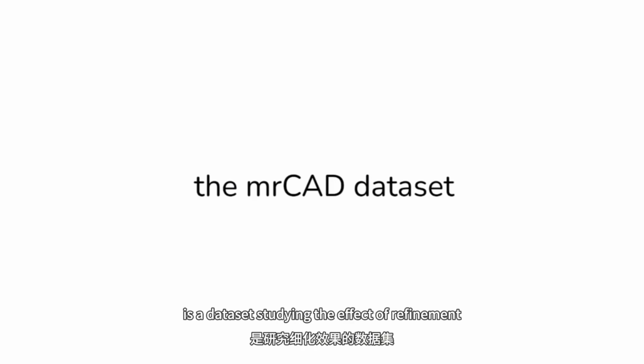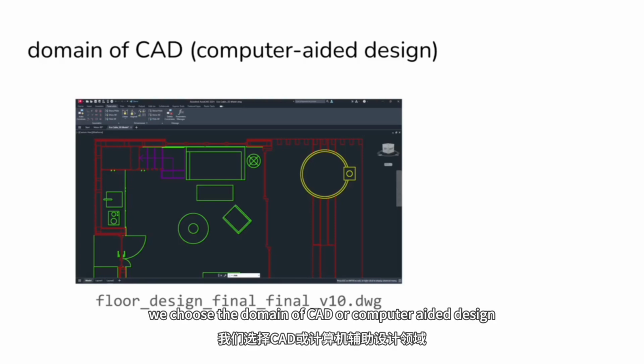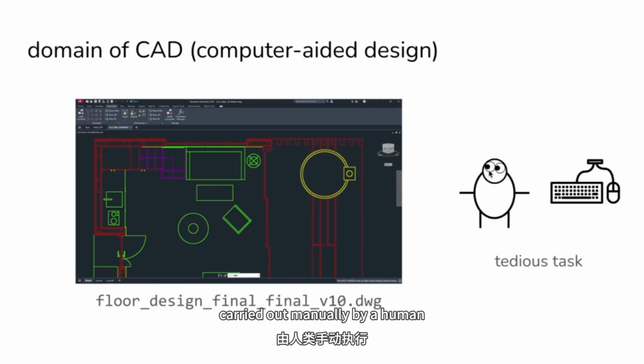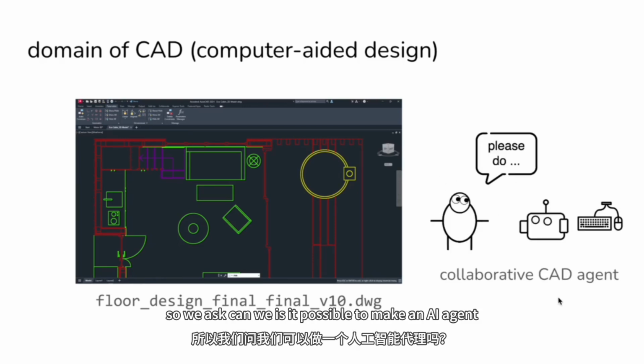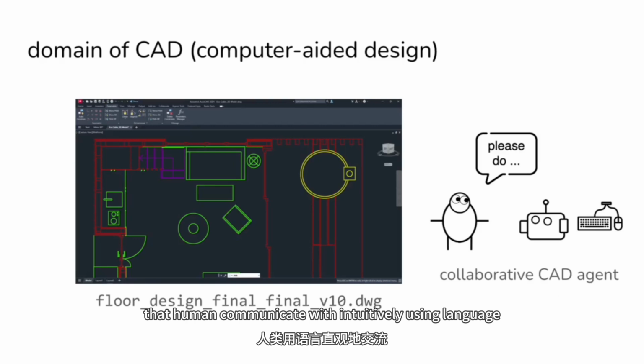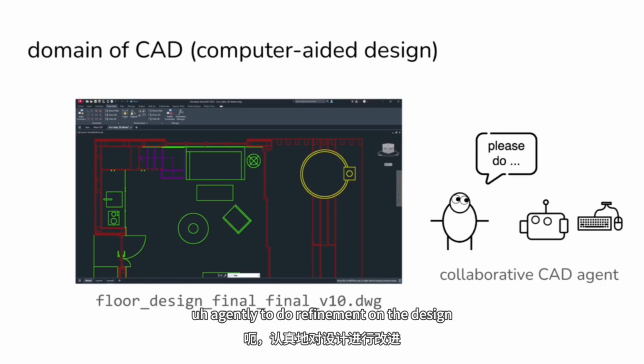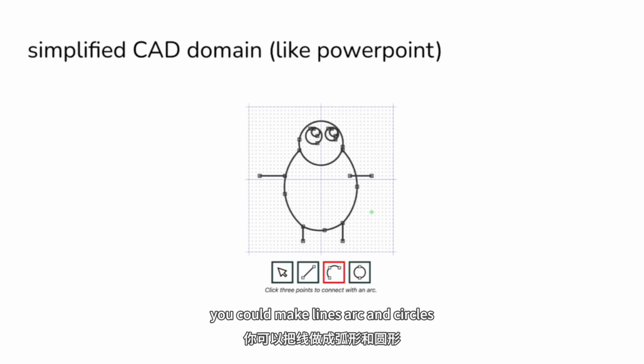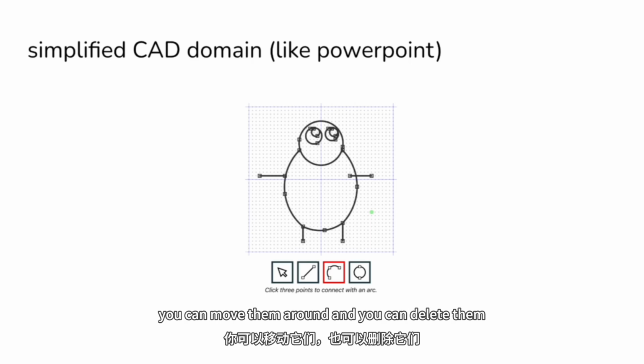The MRCAD dataset is a dataset studying the effect of refinement on AI models. We choose the domain of CAD, or computer-aided design, because in design, we often have many versions of refinement. These refinements are very tedious, carried out manually by a human with a mouse and keyboard. So we ask, is it possible to make an AI agent that humans communicate with intuitively using language or some other modalities, and the robot controls the mouse and the keyboard agentically to do refinement on the design? Instead of real CAD, we choose the domain of simplified CAD, and you really should think of it like PowerPoint. You can make lines, arcs, and circles, you can move them around, and you can delete them.